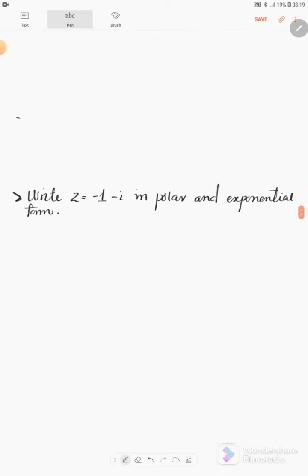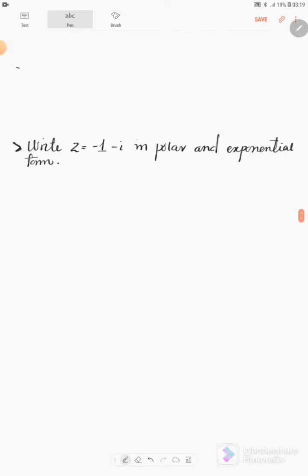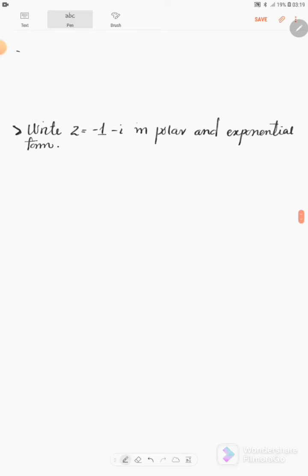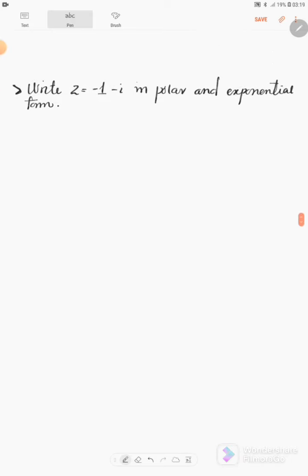Okay, we go to the fourth or fifth, I don't know. Let's say fourth. Write z equals minus 1 minus i in polar and exponential form. I'm trying to put all these questions into all 4 quadrants. I think I've done the first, second, and third. No, I think this will appear in the 3rd quadrant. Let's check and see.